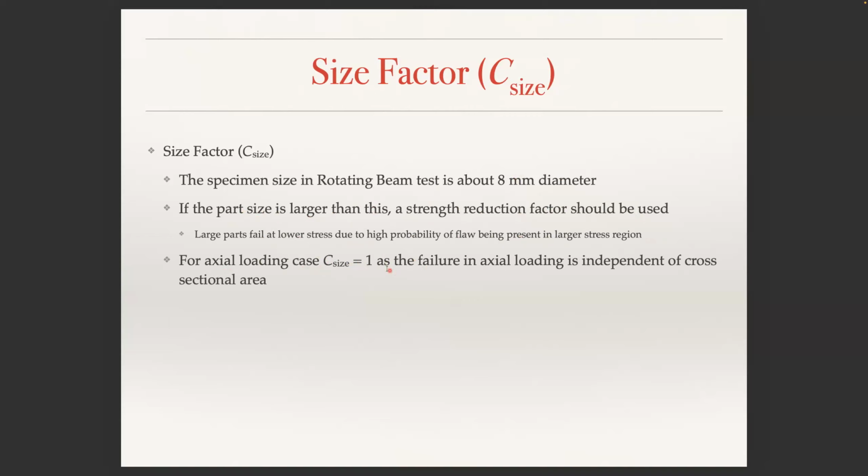Why? Because in the case of axial loading, failure is independent of the cross-section area, because everywhere you will have the same load. Whereas in the rotating beam bending test, if you have a larger part size, that means there is more area that is subjected to higher axial stress. Whereas in the axial loading scenario, everything is the same. So you should not apply C size for an axial loaded specimen. Is that clear?